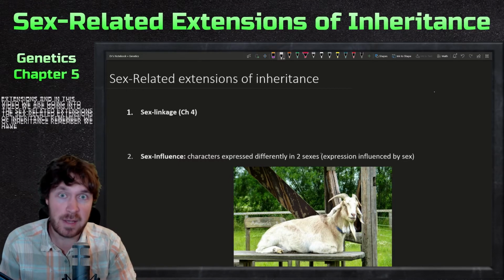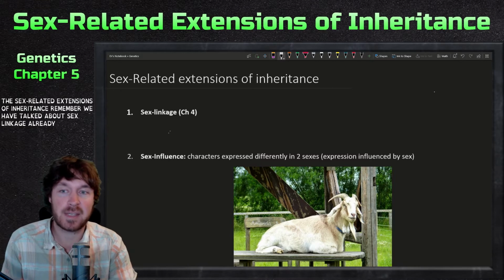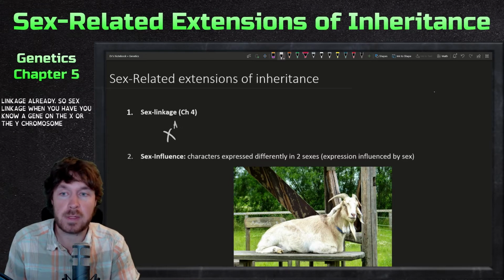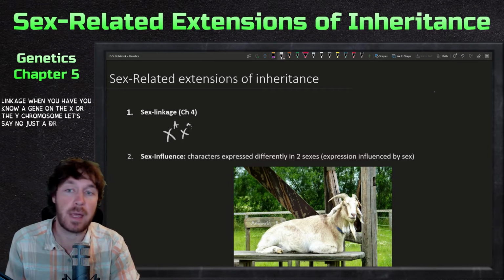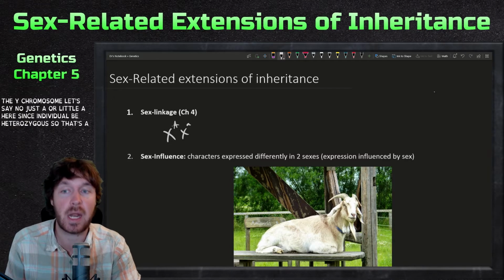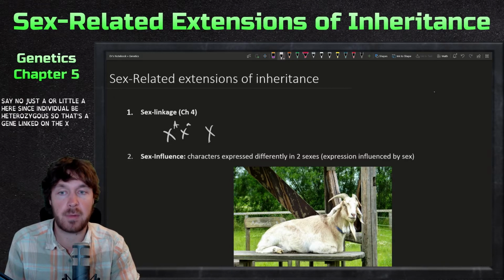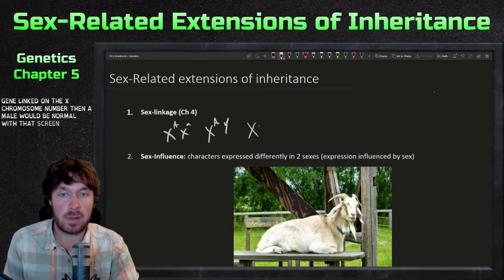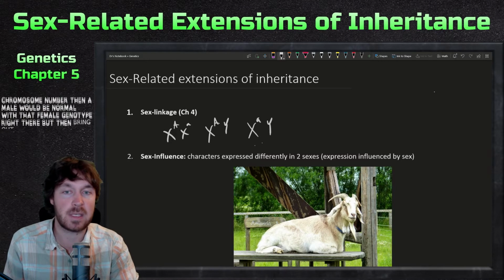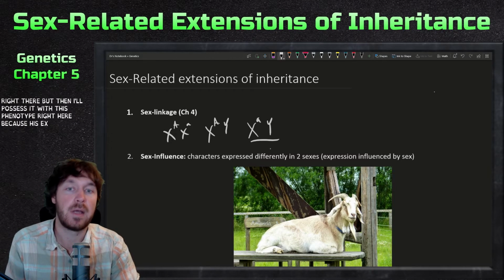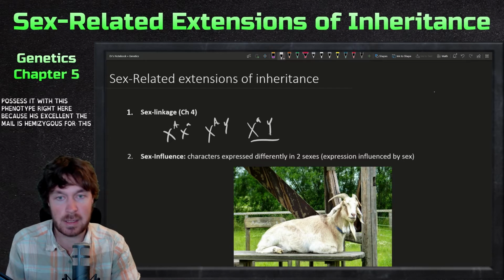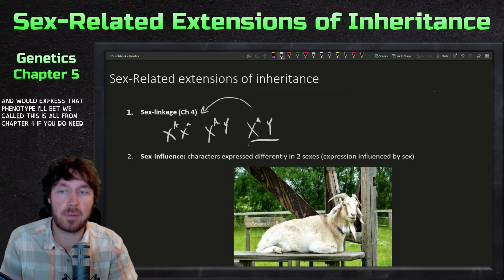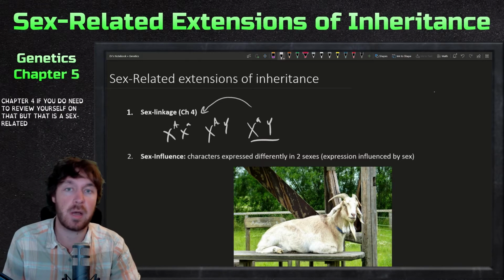So remember, we have talked about sex linkage already. Sex linkage is when you have a gene on the X or the Y chromosome, let's say, just A or little a here, so this individual will be heterozygous. That's a gene linked on the X chromosome. Remember, a male would be normal with that genotype, but then possess this phenotype right here because it's X linked. The male is hemizygous for this and would express that phenotype. But recall, this is all from chapter 4 if you need to review, but that is a sex-related extension of inheritance.